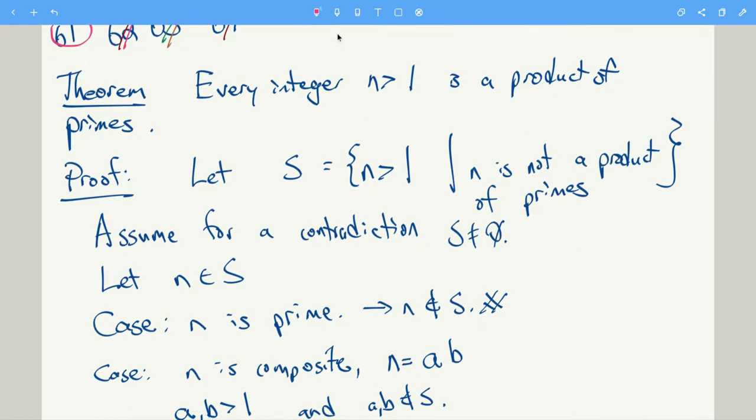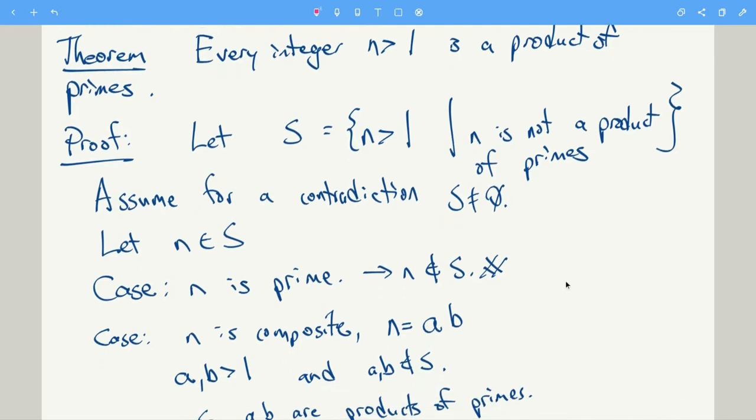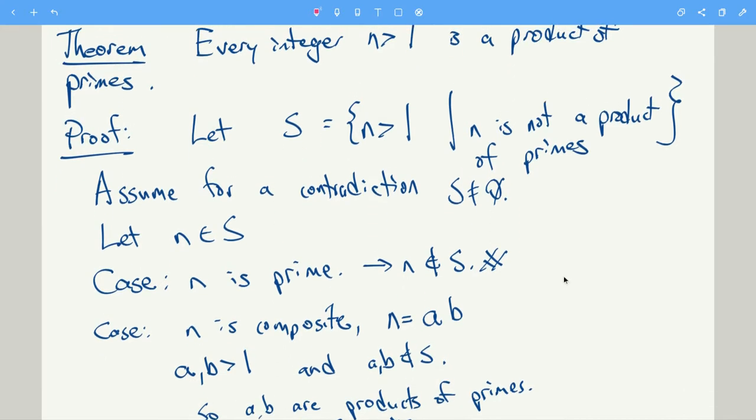It says that every integer is a product of primes. In fact, there's a stronger theorem available, that every integer can be written uniquely as a product of primes, but for now, let's just prove this because it is not too complicated. Okay. So we want to prove that every integer is a product of primes, and this will be an application of the well-ordering principle.